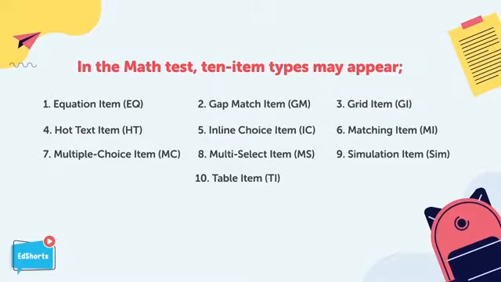In the math test, 10 item types may appear: equation item, gap match item, grid item, hot text item, inline choice item, matching item, multiple choice item, multiple select item, simulation item, table item. For paper-based tests conducted for students with an IEP or 504 plan, the items will be modified to be scanned and scored electronically or hand-scored.